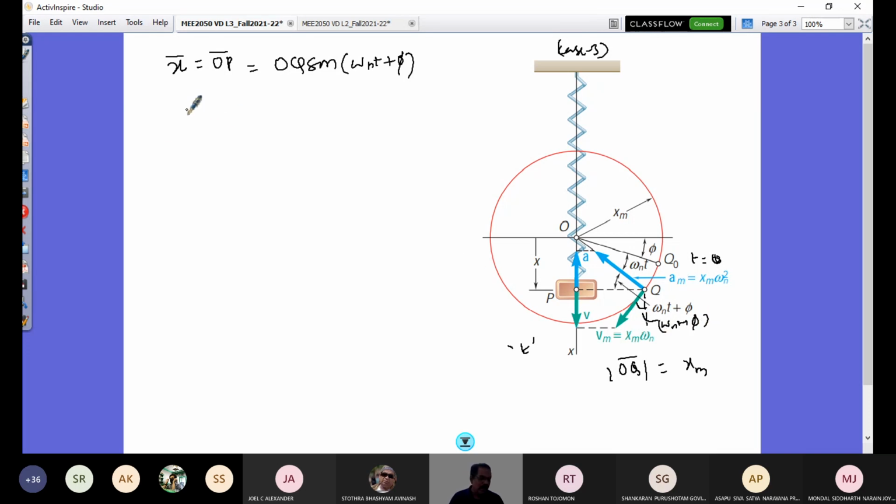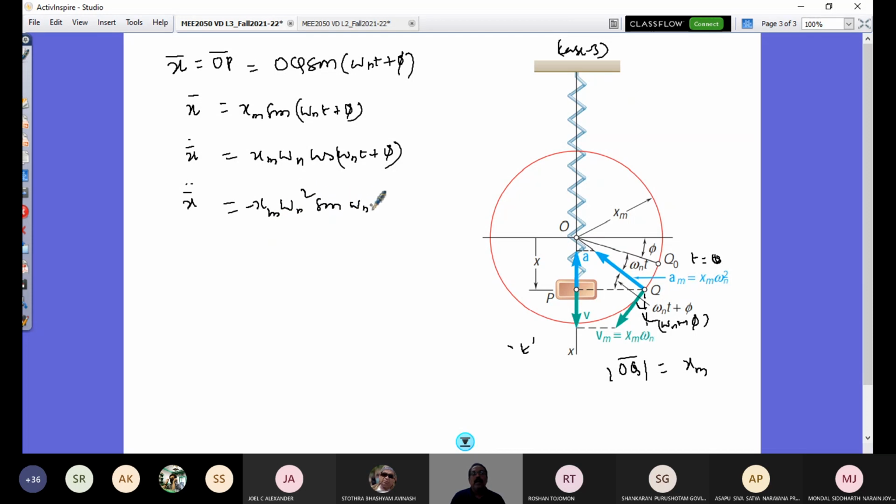So the first one is x. x is going to be xm, since OQ is xm, sine omega nt plus phi. And x dot is xm omega n cos omega nt plus phi, and x double dot is minus xm omega n squared sine omega nt plus phi. So you have all of this.